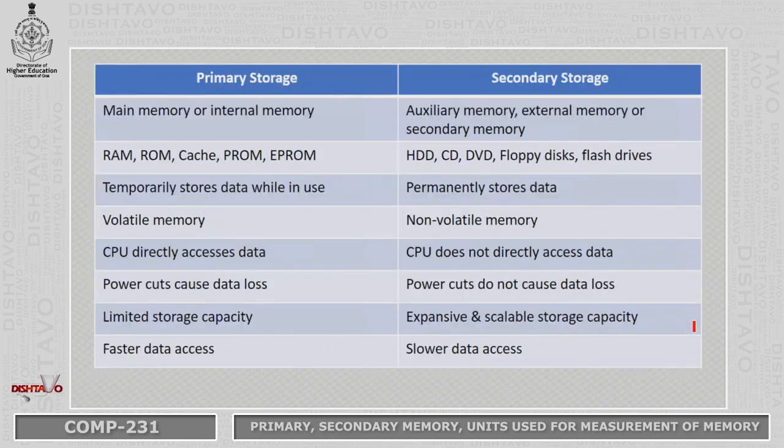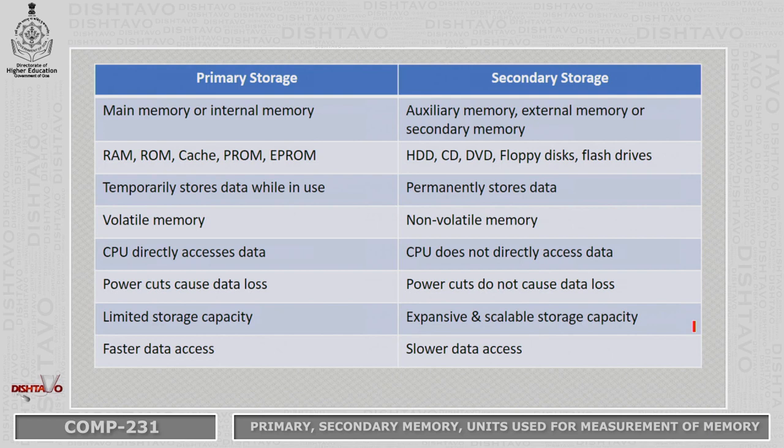Primary memory and secondary memory we are classifying here. Primary memory is the main or internal memory. RAM, ROM, cache, PROM, EPROM are all types of primary memory. It temporarily stores the data while it is in use. It is a volatile memory. The central processing unit directly accesses this primary storage. When power cuts, the data will be lost. It has limited storage capacity, and data access is faster.